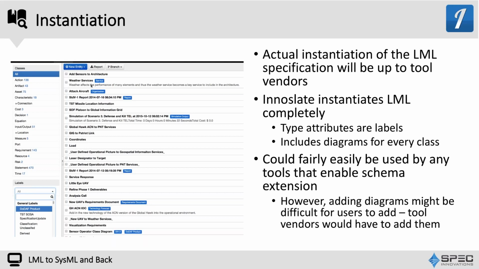And of course, we also did include specific diagrams for every class. We constantly get suggestions for additional diagrams, which we're always happy to add, because we think you ought to be able to visualize things any way you want to visualize the information. So fairly easy to use by any tools that already have schema extensions. In fact, I actually prototyped this language in another tool first, to make sure it would work in other tools. But of course, it couldn't do things like the action diagram, or it may not have had a spider diagram at the time. So again, it's something that the vendors themselves might want to add.